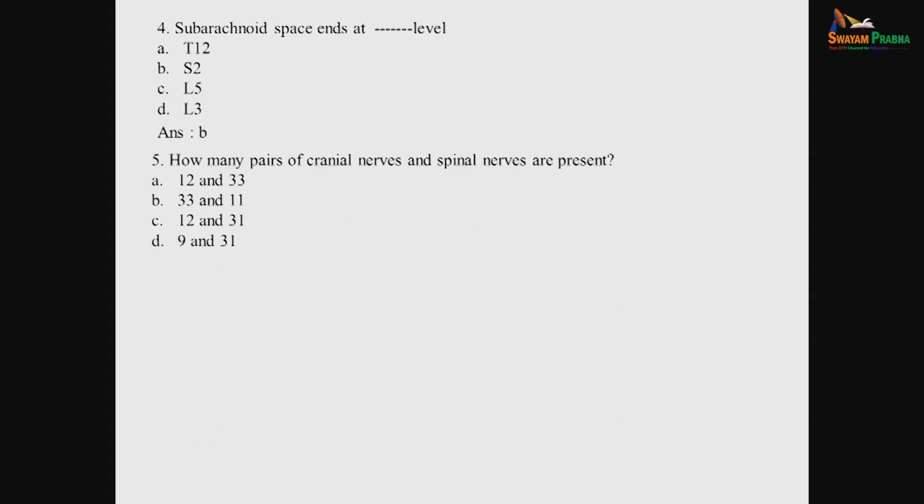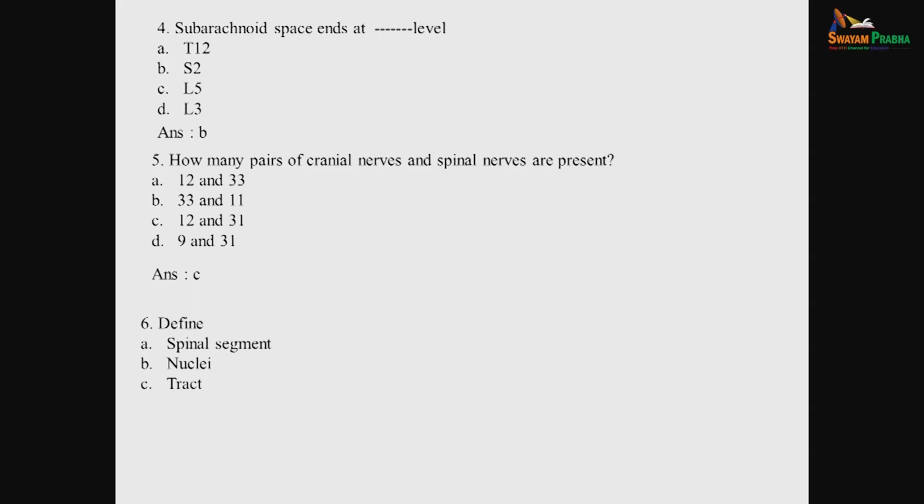How many pairs of cranial nerves and spinal nerves are present? Earlier I had mentioned the spinal nerves and spinal segments. So, the answer for this question is 12 pairs of cranial nerves and 31 pairs of spinal nerves. We studied in detail that there are 8 pairs of cervical, 12 pairs of thoracic nerves, 5 pairs of lumbar nerves, 5 pairs of sacral nerves and 1 pair of coccygeal nerves. We'll just go on to the next assessment question.